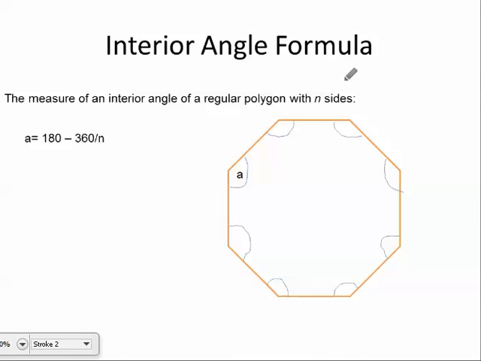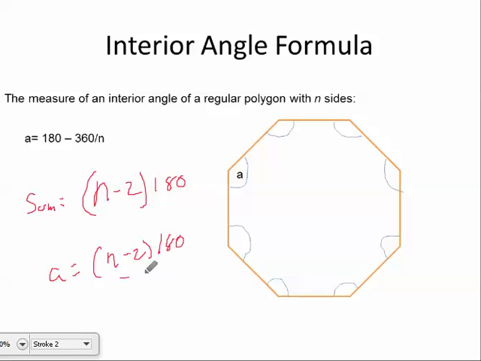The interior angle formula. This formula over here works, but the one I want you to remember is n minus 2. You subtract 2 from the number of angles, times 180. That gives you the sum of the angles. If you want to know what each angle is and you say they're all the same, then each angle would be equal to n minus 2 times 180 divided by n.